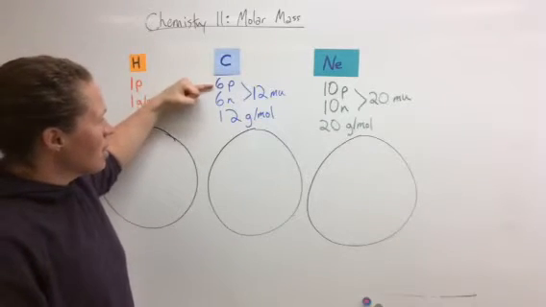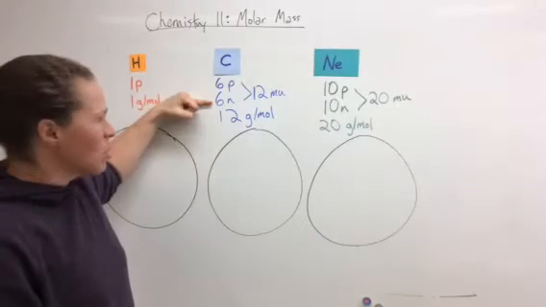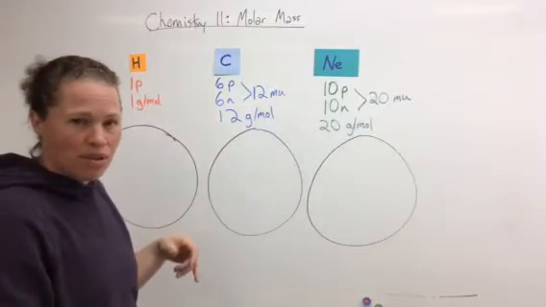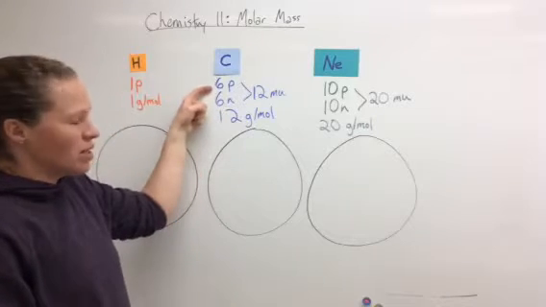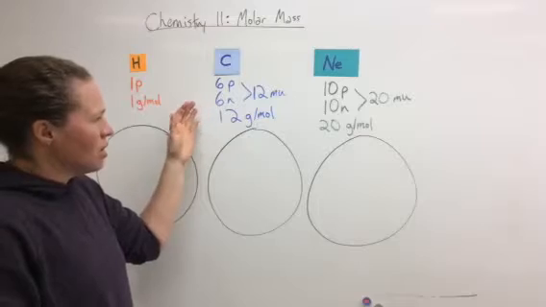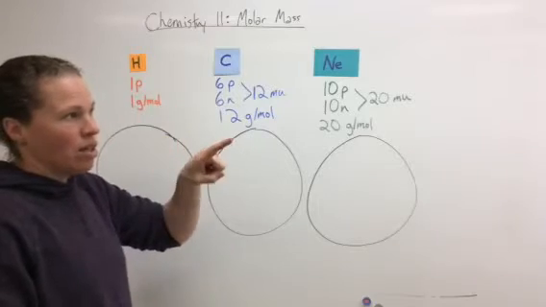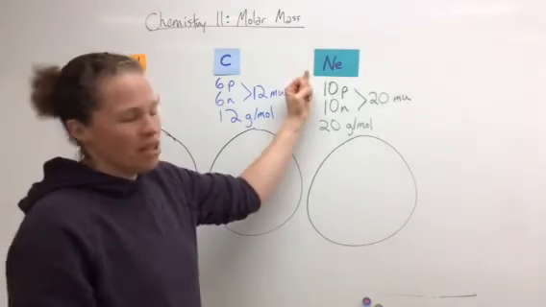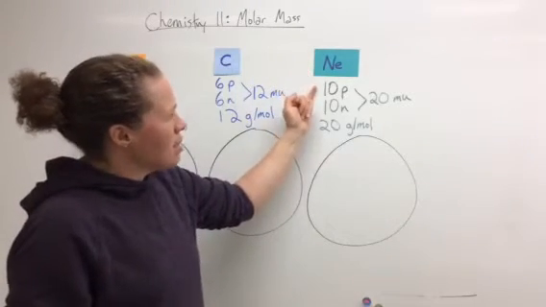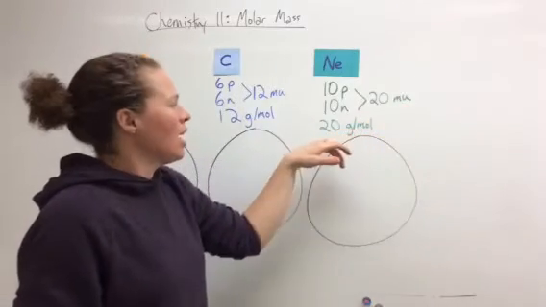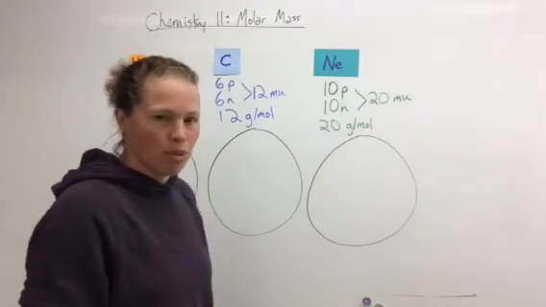Carbon has 6 protons and 6 neutrons, which gives it a total atomic mass of 12 mass units. 1, 2, 3, 4, 5, 6, 7, 8, 9, 10, 11, 12. And its molar mass on the periodic table is 12 grams per mole. Neon, just as another example, has 10 protons and 10 neutrons, which gives us 20 mass units and is marked as 20 grams per mole.